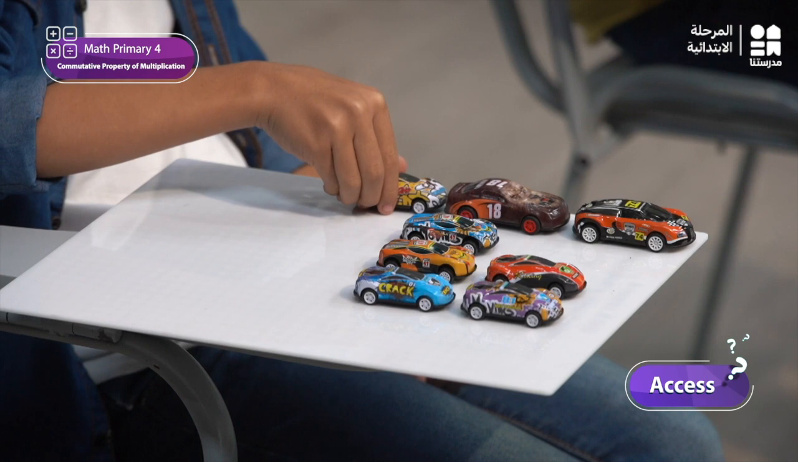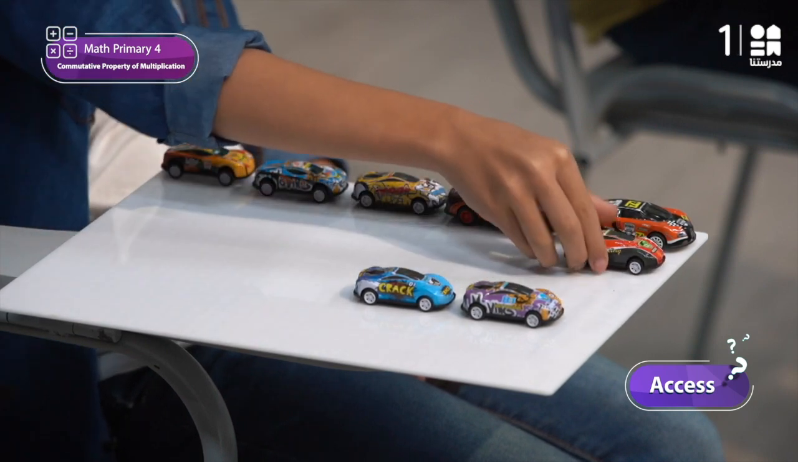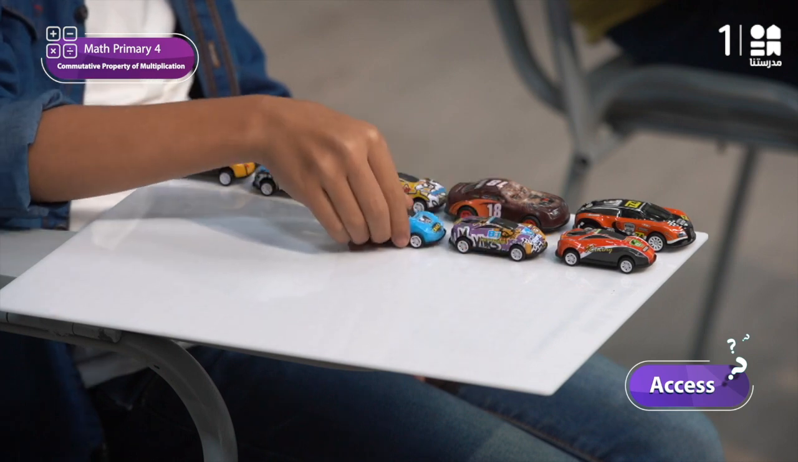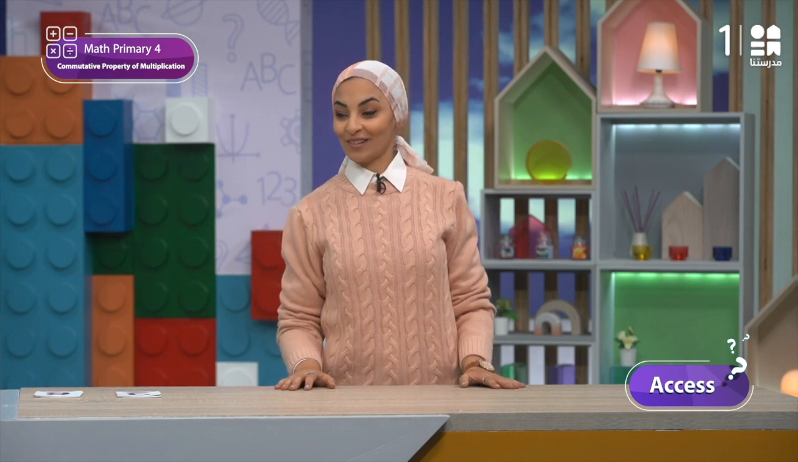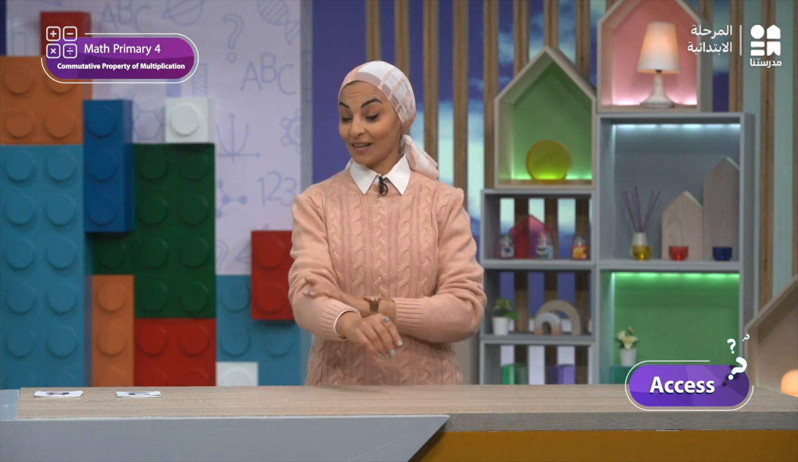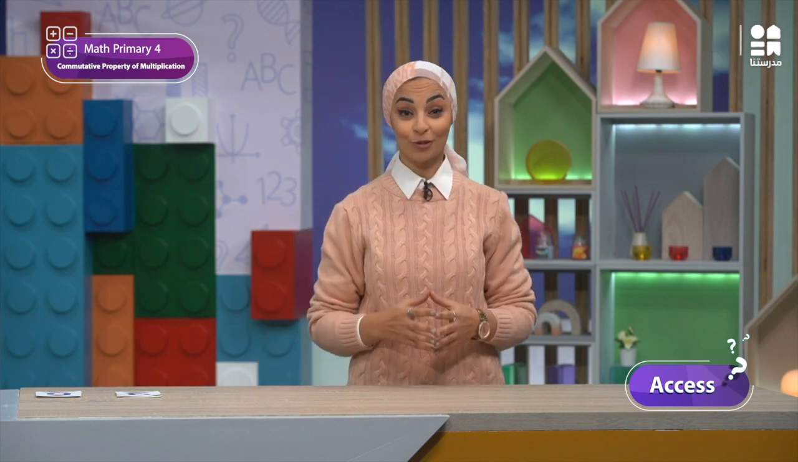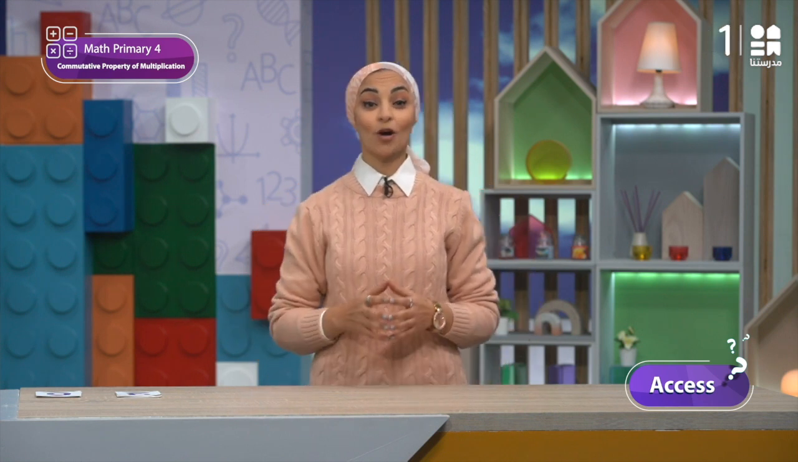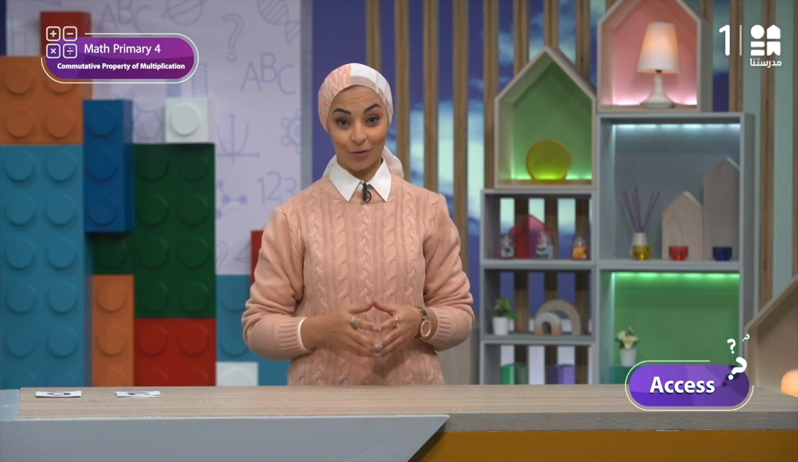Yeah, look, Ahmed. Okay, this is very well. I'm very happy with you. You made it in 2 different ways, right? Yes. Okay. Now, after we saw Tia and Ahmed arranging the cars in different ways, I know that you got many ideas while trying to organize the cars into rows and columns.